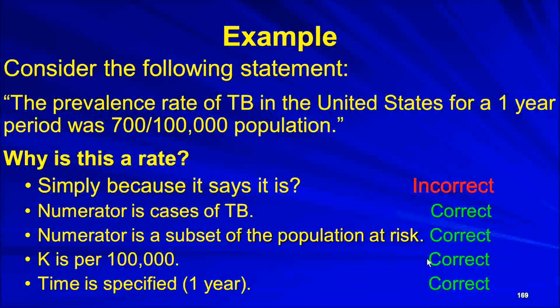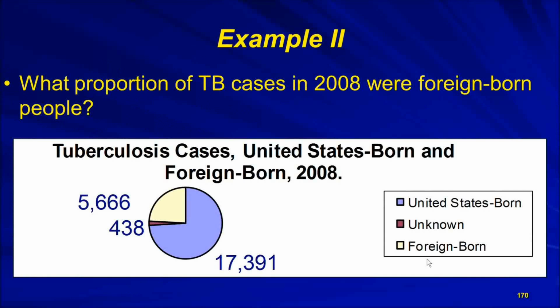But the primary thing that you have to remember is the denominator and numerator are related. Okay, let's go on to another example. What proportion of TB cases in 2008 were foreign-born people?